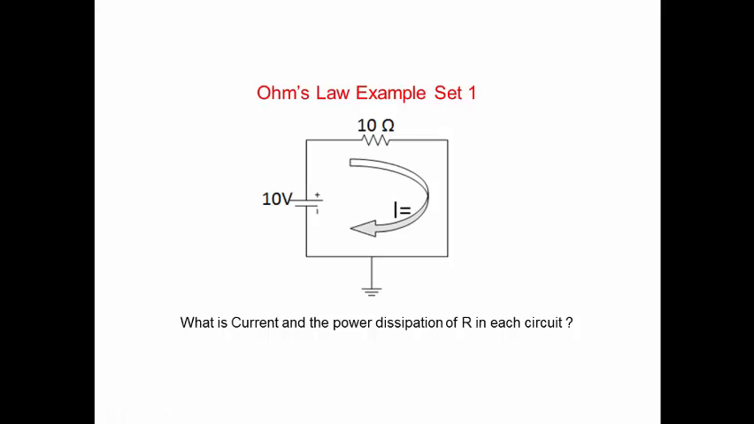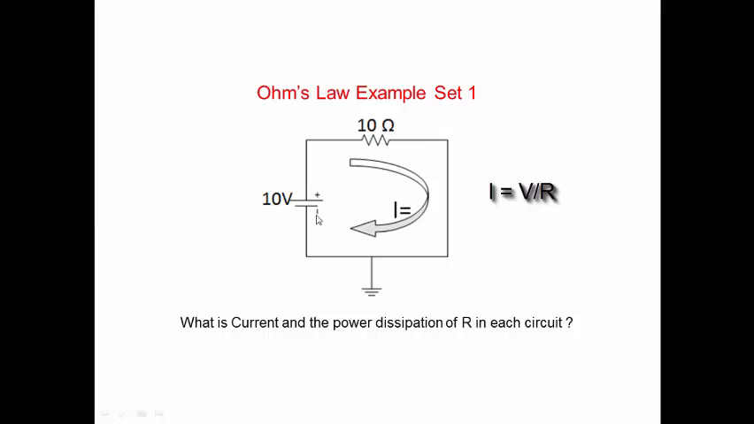This is an Ohm's law example. You can see this is a pretty simple circuit. You have 10 volts and 10 ohms connected in series. The question is, what is the current? What is the power dissipation on R? So the current, based on Ohm's law. Just to review the triangle: V is on the top and there's a line, and you have I here and R here. So I is equal to V over R.